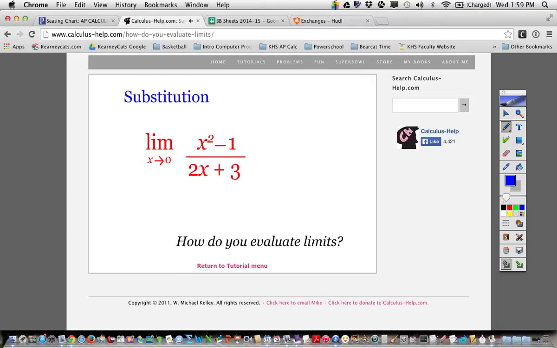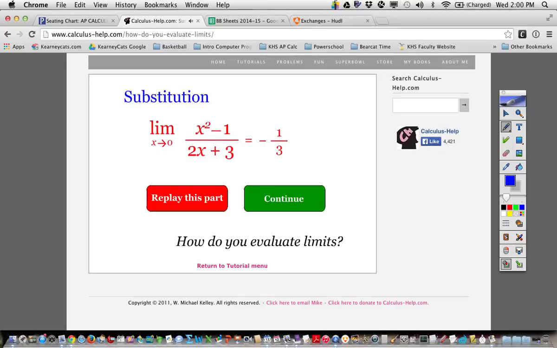It is just as easy as it sounds. We'll take an example. Here's one. The limit as x approaches 0 of the fraction x squared minus 1 divided by the quantity 2x plus 3. In order to evaluate this limit, all you've got to do is plug in 0 everywhere you see an x. Always the first thing you should do is plug it in and see what happens. And we end up getting negative 1 divided by 3. And you're done. So our limit is negative 1/3. It's as easy as that.